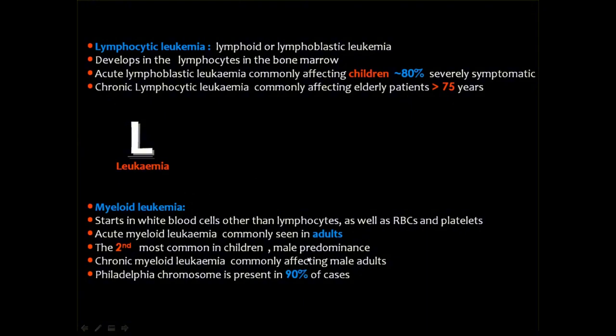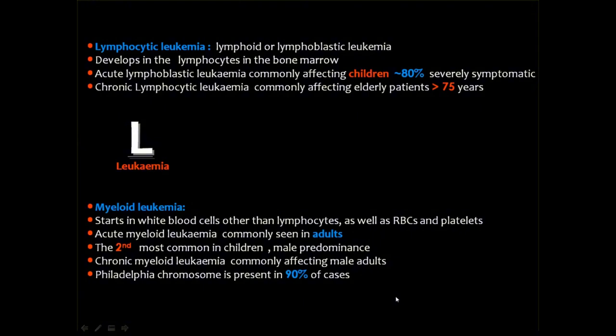Myeloid leukemia affects the white cells other than lymphocytes, RBCs, and the platelets. All these are not included under this title. Acute myeloid leukemia is seen in adults, but it is considered the second most common in children after lymphocytic leukemia. Then chronic myeloid leukemia is also seen in adults, where the Philadelphia chromosome is present in about 90% of the cases.